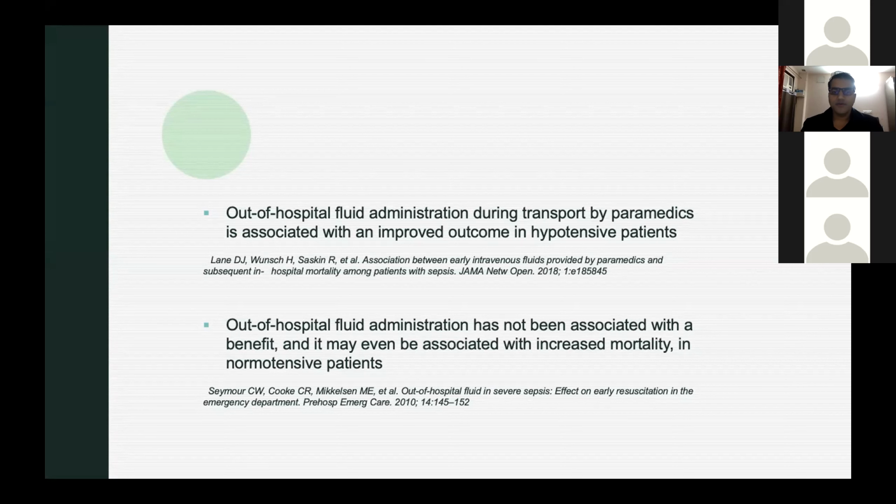And out-of-hospital fluid administration has not been associated with benefit, and it may even be associated with increased mortality in normotensive patients. So this is really important: in fact, some studies have said that the fluid resuscitation done out of hospital and in the ED settings has been sufficient. And in a critical care setting, early vasopressor use has been found to be more useful than gross fluid resuscitation.